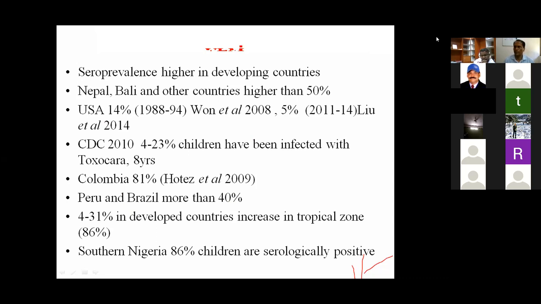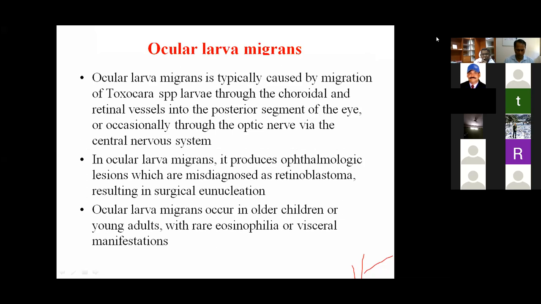Peru and Brazil, more than 40%. 4 to 31% in developing countries. Increase in the tropical zone, 86% in Nigeria. India also, the incidence is quite high. There are a few reports. One was from Srinagar, with a high incidence of more than 30%. So infection is quite high. Seroprevalence means that the kid has got that infection at some part of their life, although they might not have shown large symptoms, and might have had only one or two larvae.